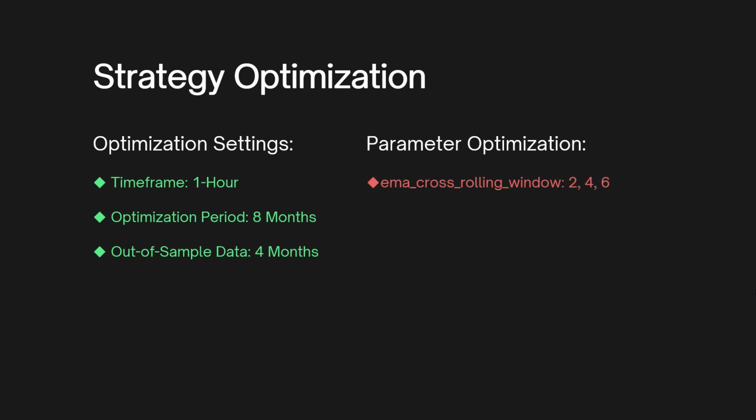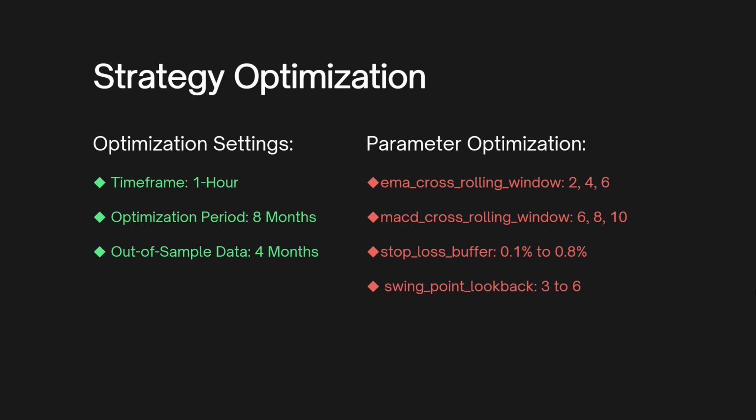1. EMA cross rolling window. This will test how far back the EMA crossover remains valid. 2. MACD cross rolling window. Similar to the EMA, this parameter helps us determine how far back the MACD crossover remains relevant. 3. Stop-loss buffer. We'll test a stop-loss buffer by setting the stop loss slightly below the swing low or above the swing high, adjusted by a percentage range from 0.1% to 0.8%. 4. Swing point lookback. This defines how many candles to look back when determining swing highs and swing lows. 5. Risk ratio. This is a crucial factor for defining our risk-reward ratio.